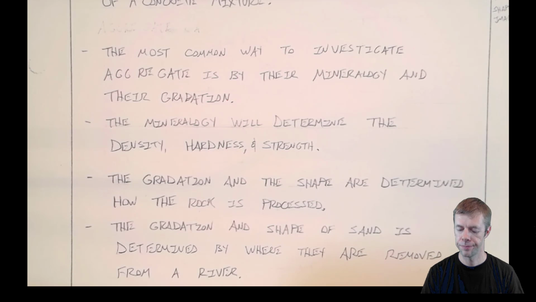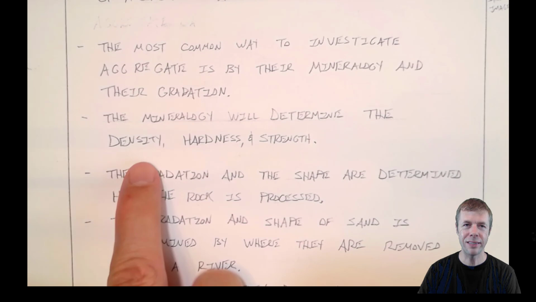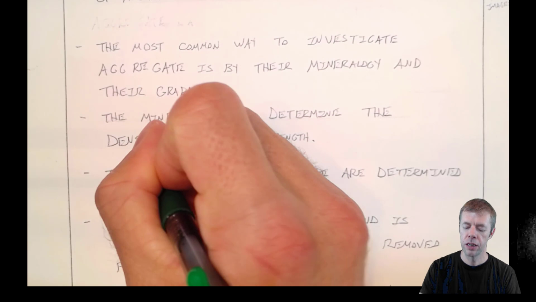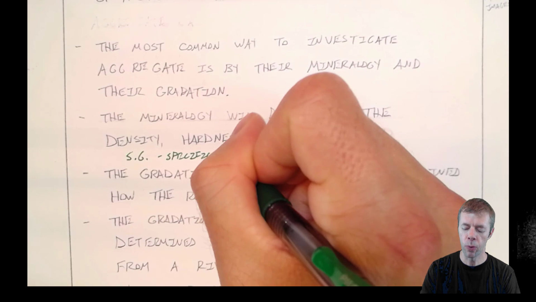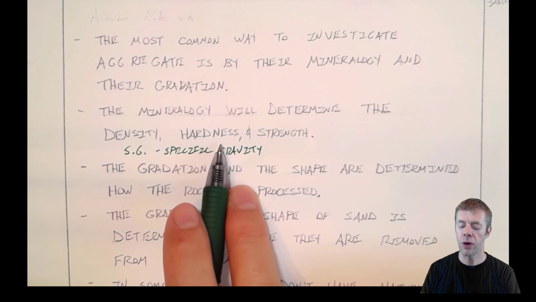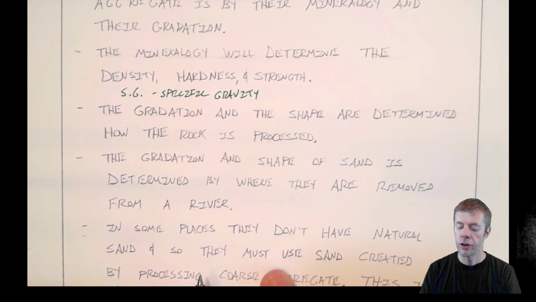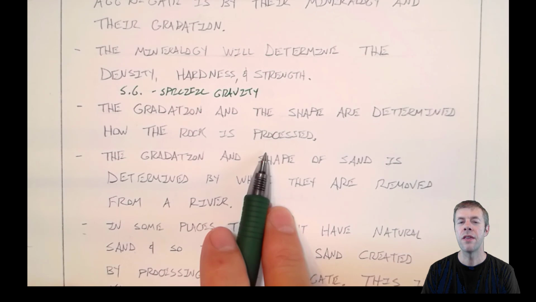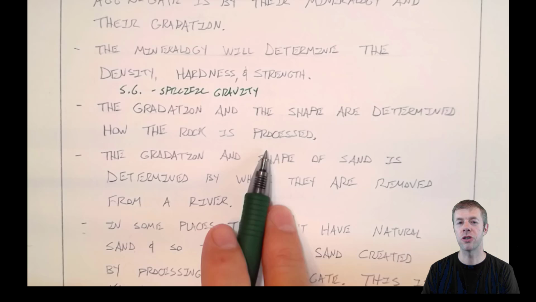It's kind of important. The type of rock is going to determine the density of it. Something called the specific gravity, or SG. That's going to be really important. That's the density of the aggregate compared to the density of water, right? The hardness and the strength is also determined by the mineralogy of the aggregate. The gradation and the shape are determined by how the rock is processed. Now, that doesn't mean that the mineralogy doesn't have some impact on these, but the method that the rock is produced or crushed has a huge impact. And there's many, many things you can do to improve the gradation and the shape of the aggregate by the crushing process.